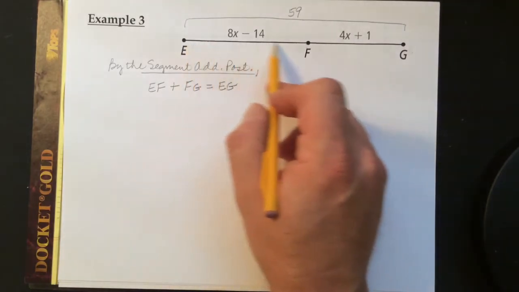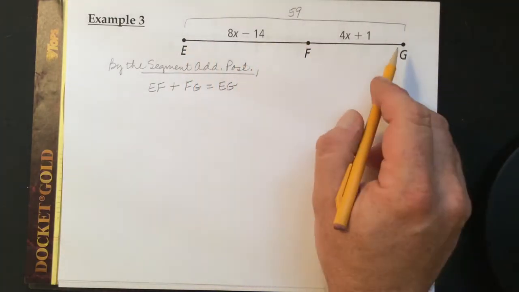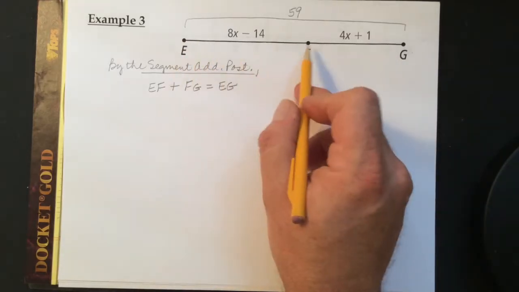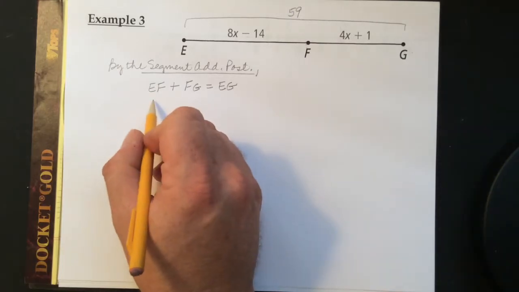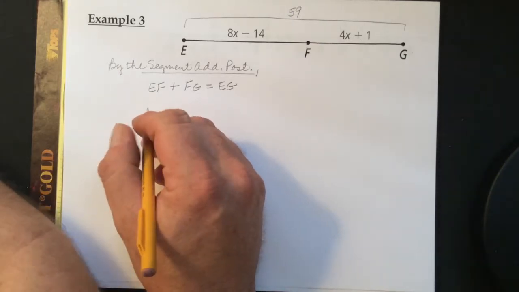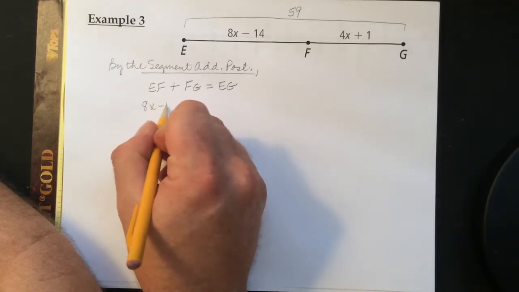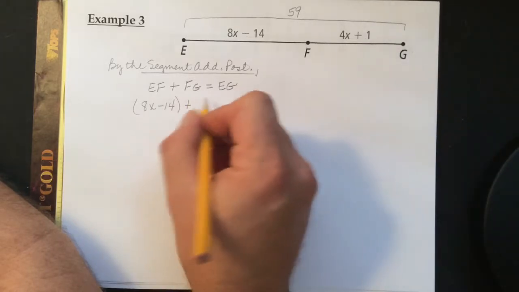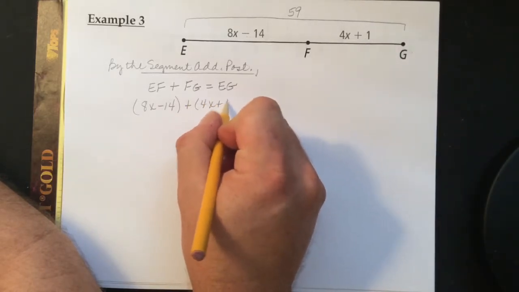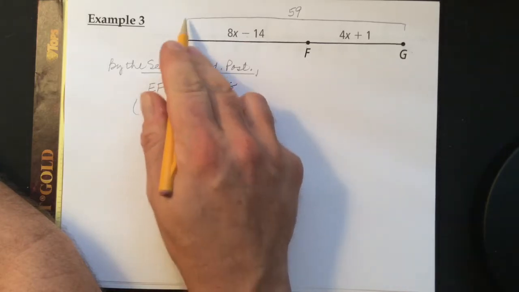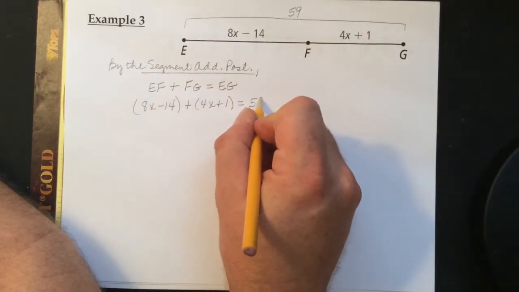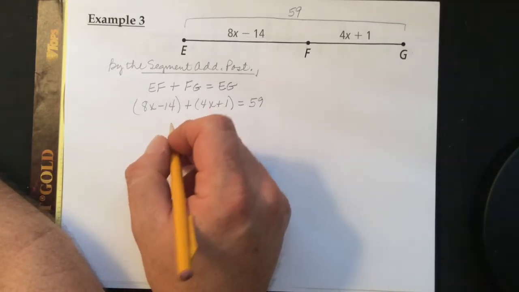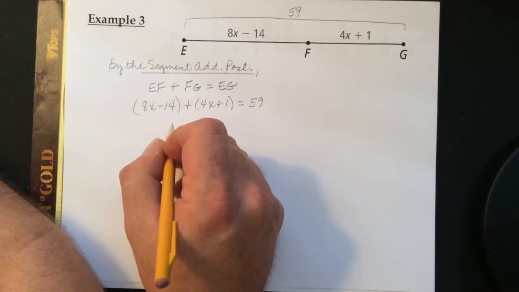Well, EF right now is an algebraic expression, and so is FG. So we need to find the value of X first, and then we can find the actual numerical lengths of EF and FG. Substituting in the values we have, the length of EF is 8X minus 14, plus the length of FG, which is 4X plus 1, equals the length of EG, which they gave us was 59. We can solve this equation using Algebra 1, drop the parentheses, and combine like terms on the left side of the equation.